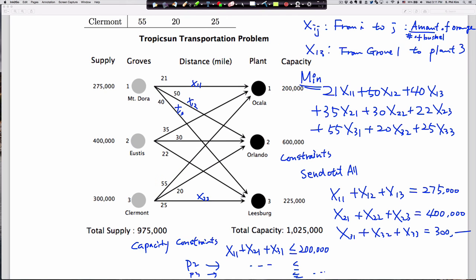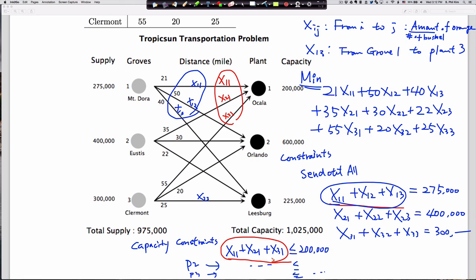So be careful, this is not the same thing. This and this is different, right? This is one from 1. Let's say this is the blue, this one. So I will say this is this one: x11, x21, and x31, right? These are obviously different numbers.